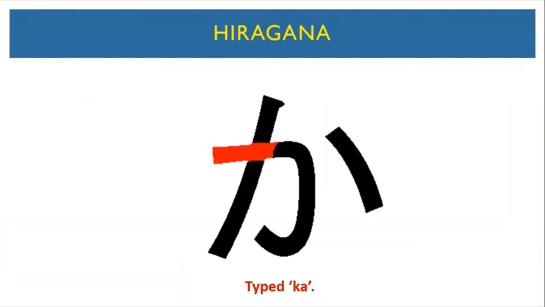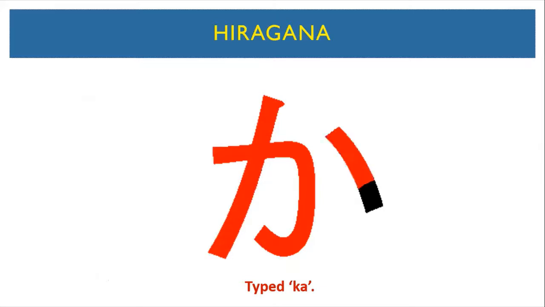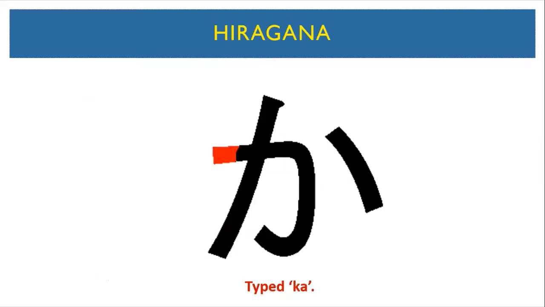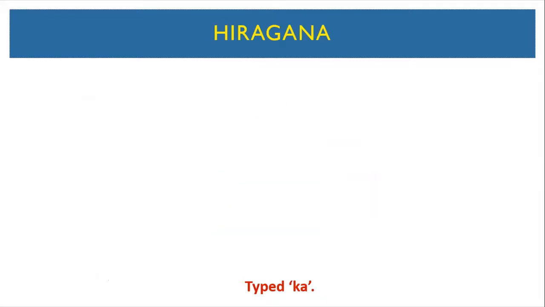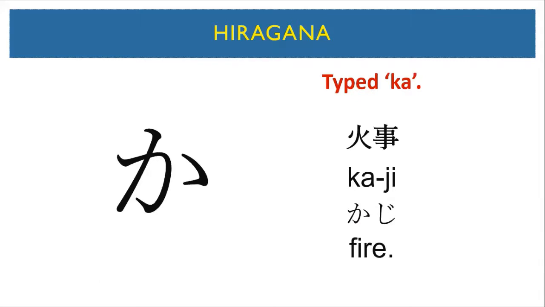Next topic is Hiragana from ka to ko. Okay. So please listen to Toshiro. Ka. Ka. Okay. This is ka. And ka is written like this.